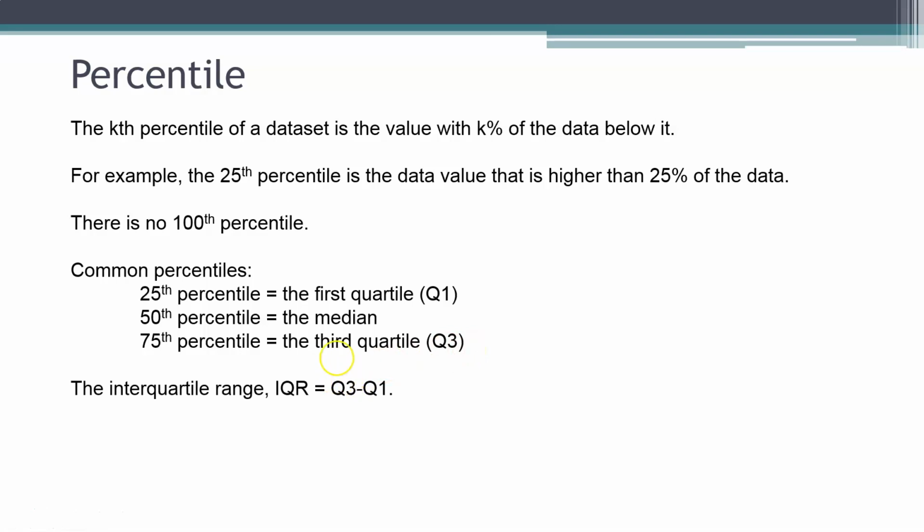And then sometimes you'll see them talk about the IQR, which is the interquartile range, which is the between quartile range. So the range between the quartiles, Q3 minus Q1.